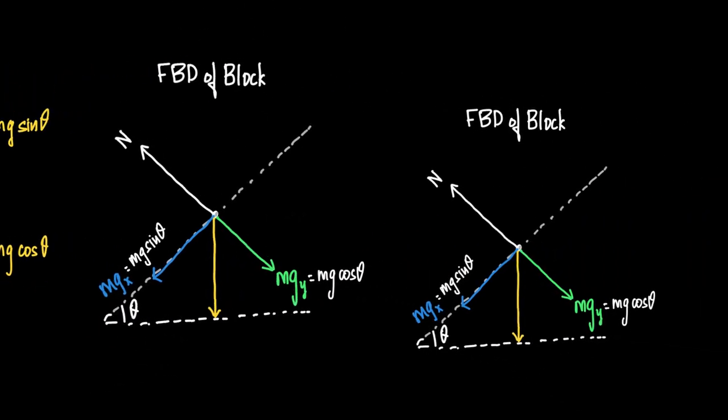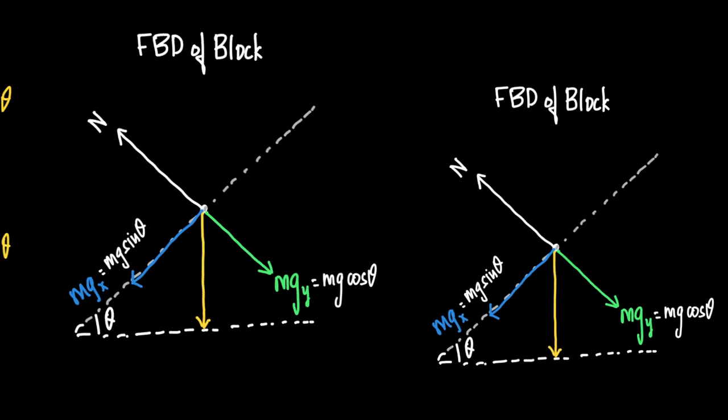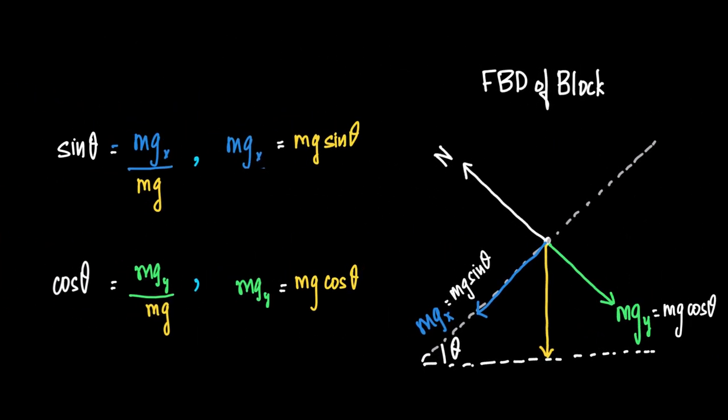Now, if you draw the free body diagram of the block, we can replace mgx and mgy by mg sine theta and mg cos theta. Which essentially means that we need not consider the weight component itself. It can be replaced with these two components.